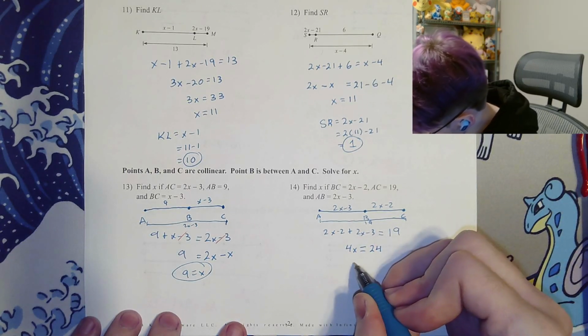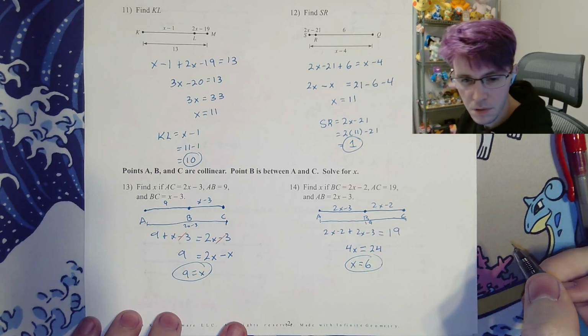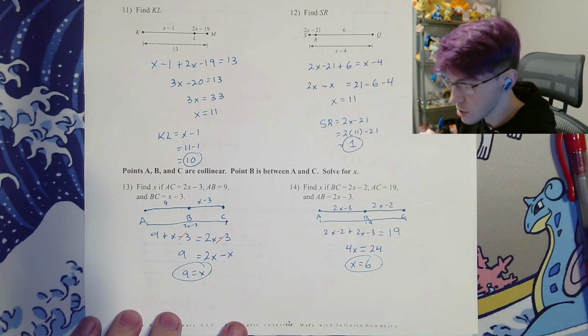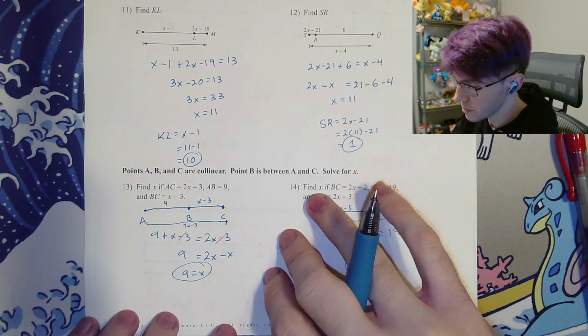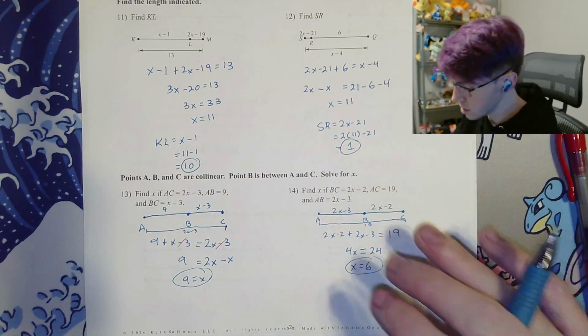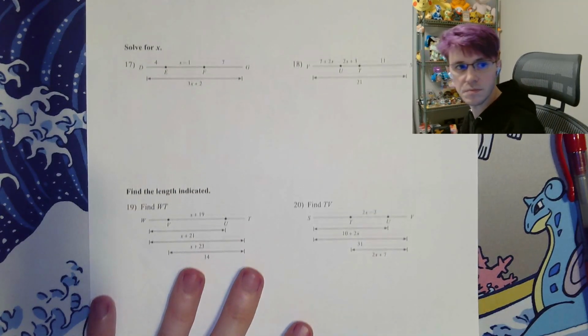Divide both sides by 4. Get a nice, beautiful 6 as our answer. And again, if you ever need me to show more work, you just got to tell me, hey, Mr. Richards, I'll show more work on that one. Ask me for help in class, no big deal. Let's do it. We're moving on to question number 15 now.